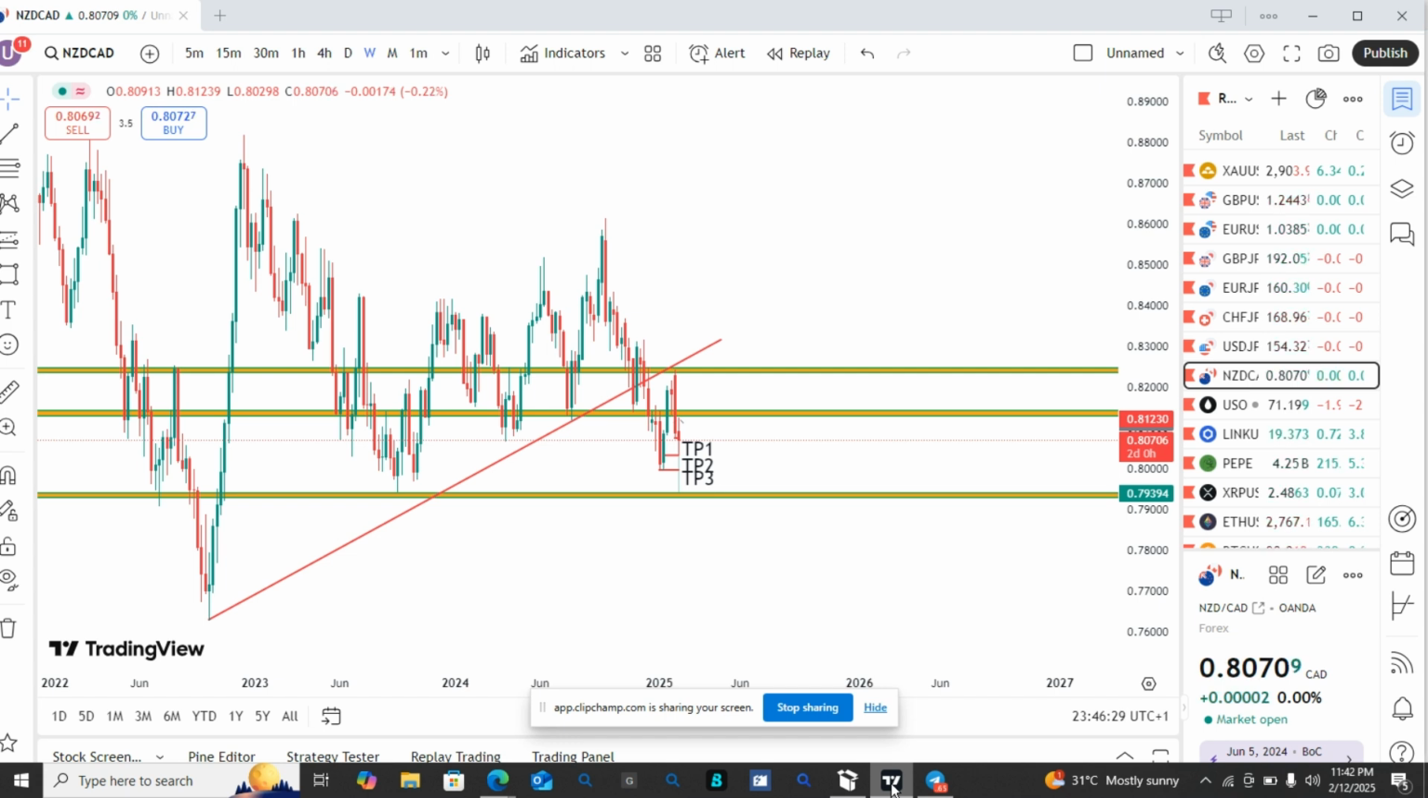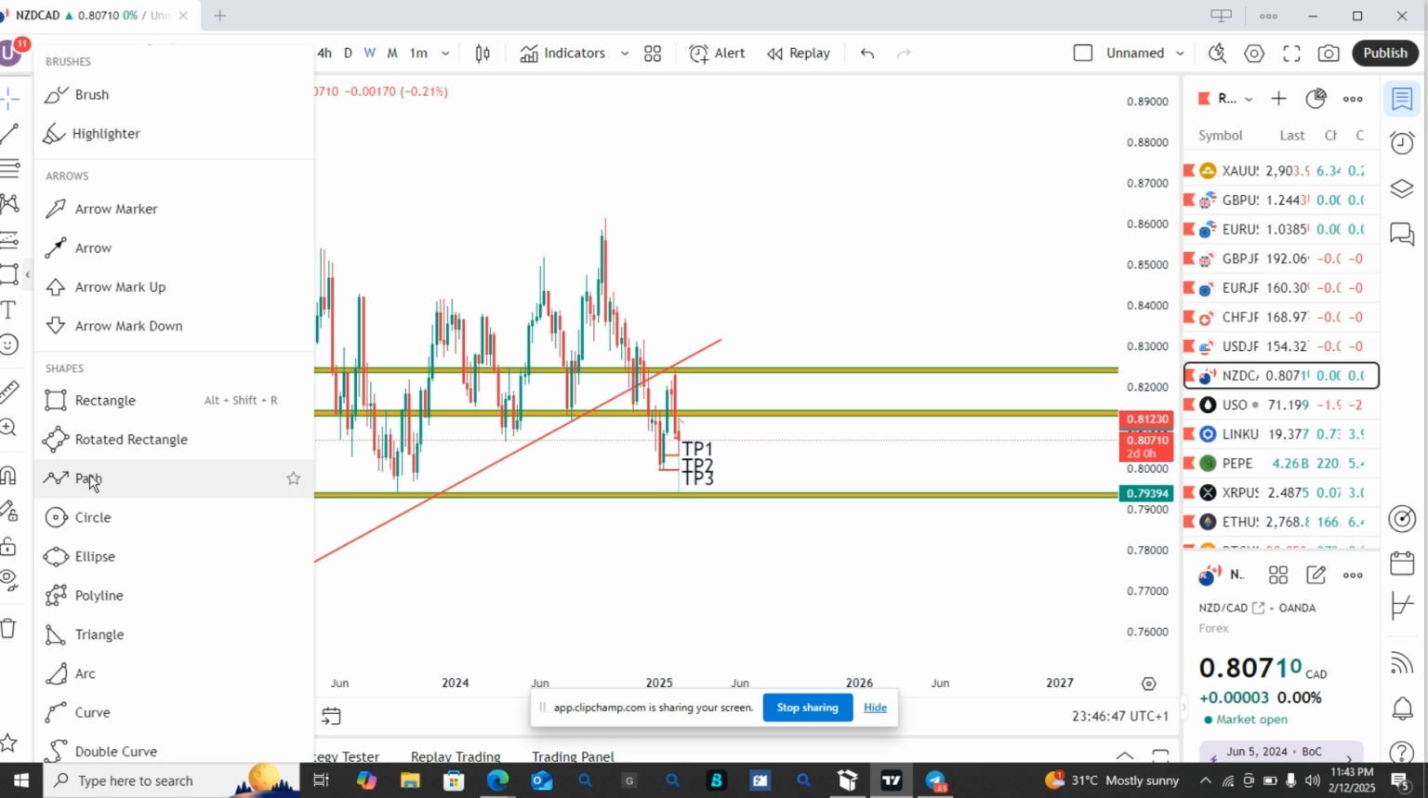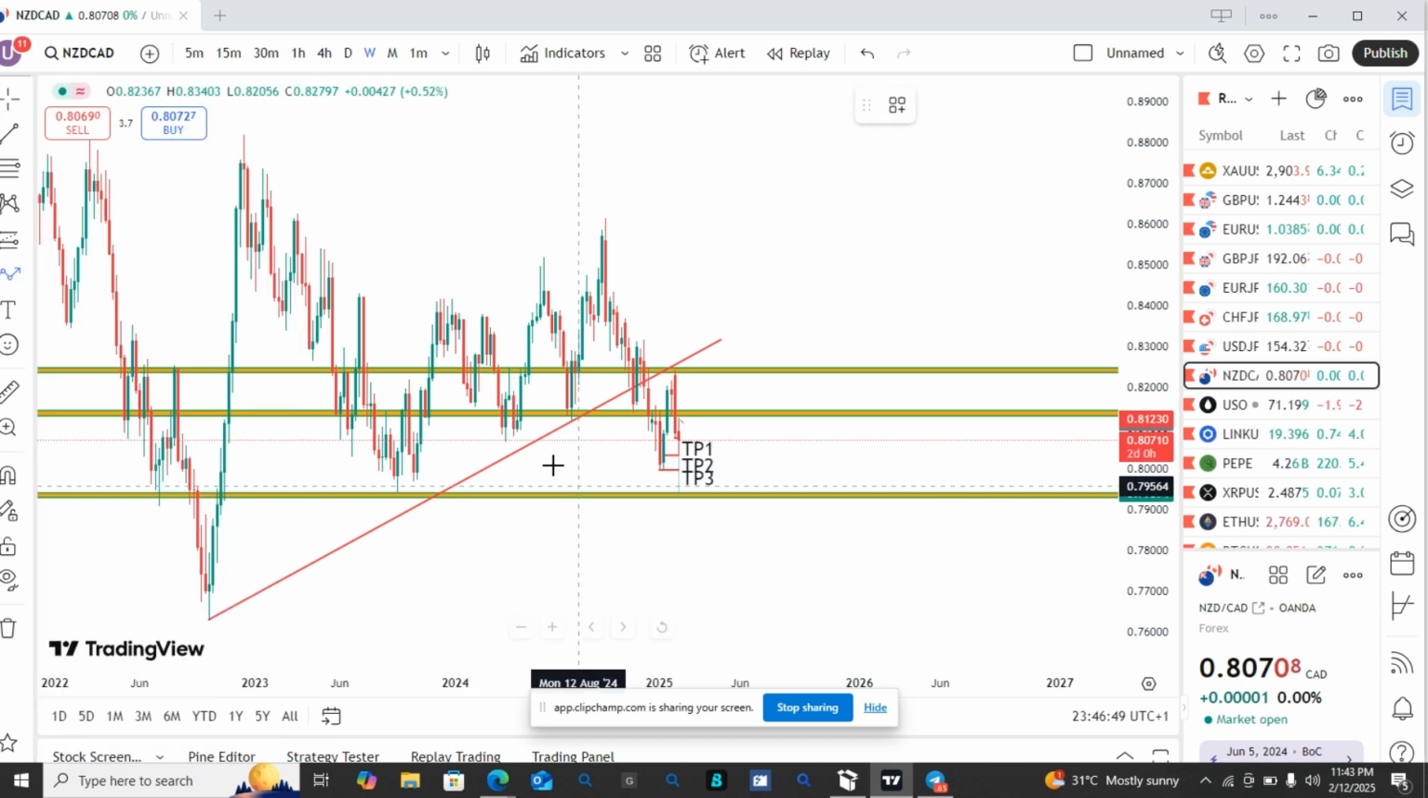So let's go. This is NZD CAD, and you can see clearly this is the weekly time frame. Before I take this trade, I came to the weekly time frame to identify the order flow, where the market is currently flowing. If you look at the weekly time frame, you notice that we are in a downtrend, because previously we were in an uptrend.